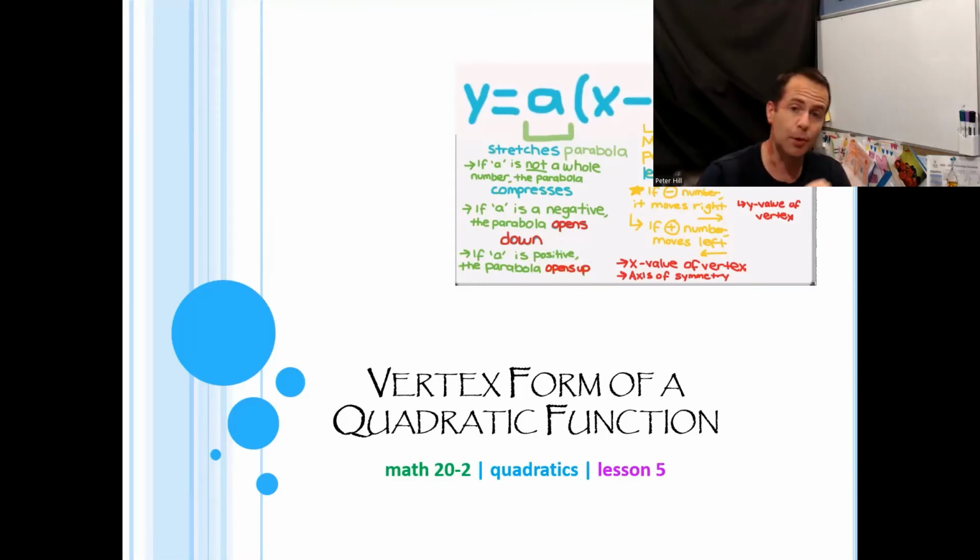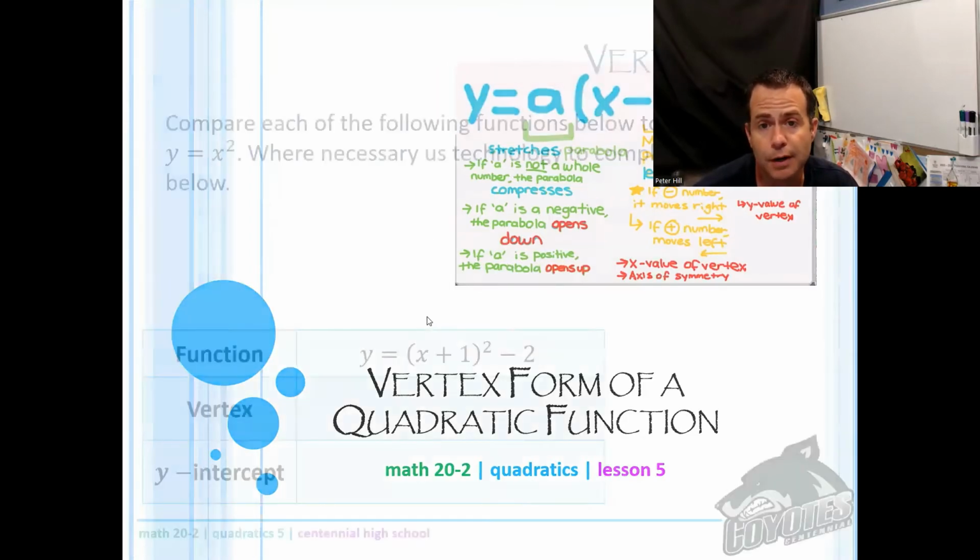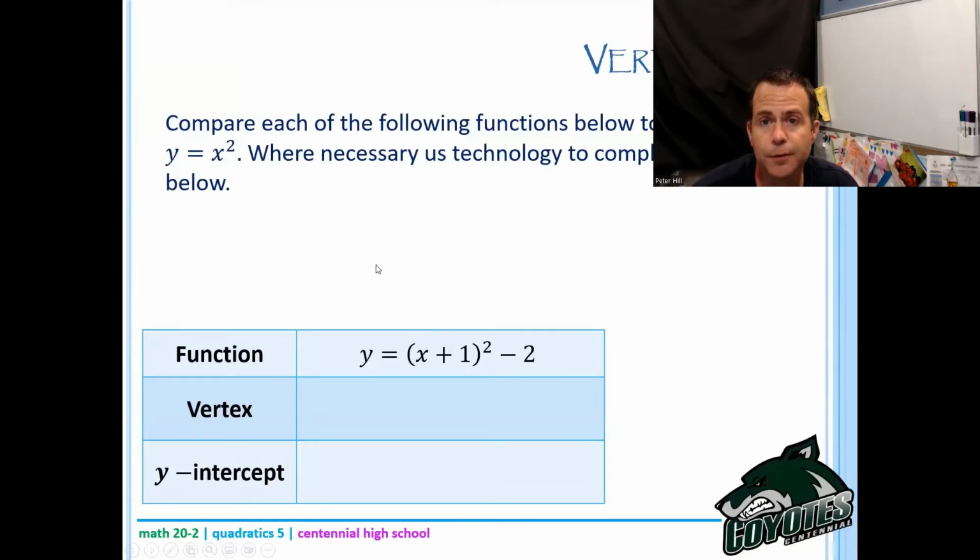Now, for the first couple, I'm going to do them on a graphing calculator with you, just to remind you of how to use your graphing calculator. The first one we have here is y equals (x plus 1) all squared minus 2. So if you just give me a second, I'm going to switch over to my graphing calculator, and we're just going to remind you how to do all of this.